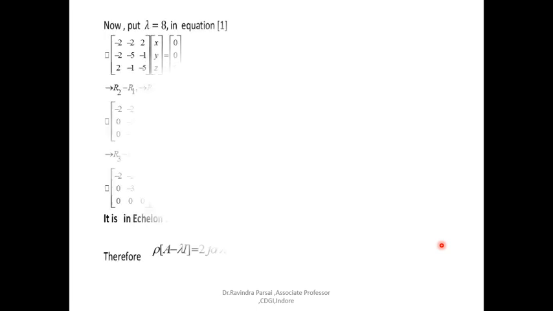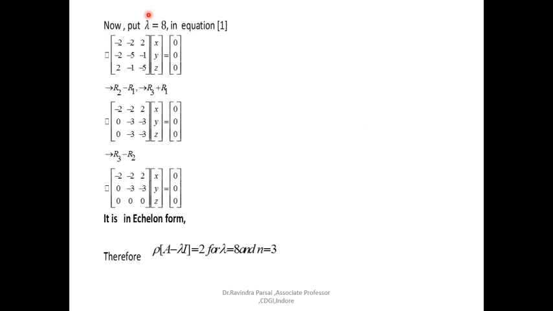Now the last step is to find the eigenvector corresponding to the next eigenvalue, lambda equal to 8, which differs from lambda equal to 2. So you put lambda equal to 8 in the first equation. You will get the matrix equation: minus 2, minus 2, 0; minus 2, minus 5, minus 5; 2, minus 1, minus 5; xyz equal to 0, 0, 0.